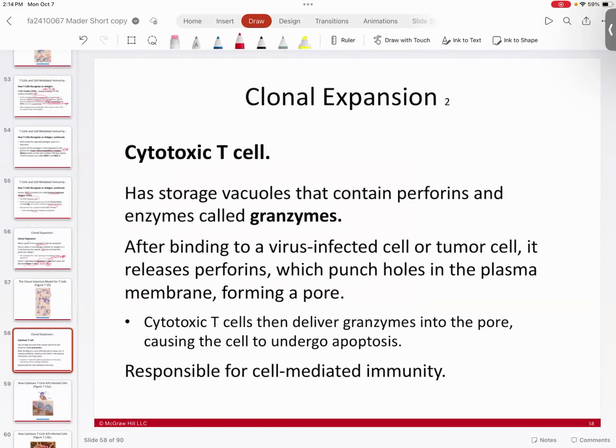So essentially, inside the cytotoxic T cells, you have storage vacuoles, and they will contain several different proteins. One is what's called perforins, which do what they sound like they do. They perforate things, right? They poke holes.